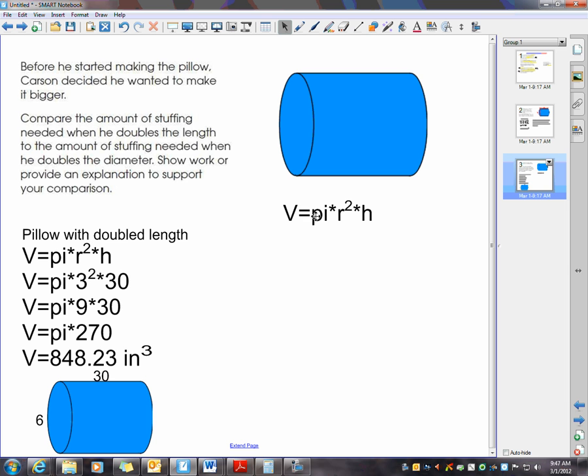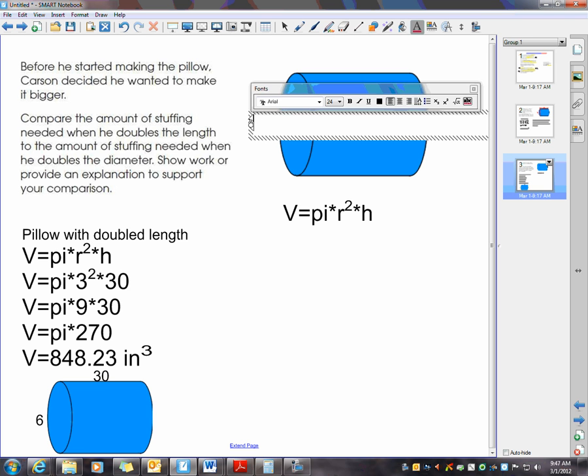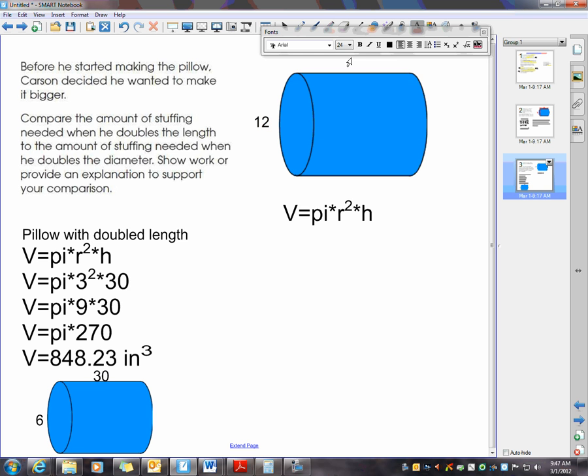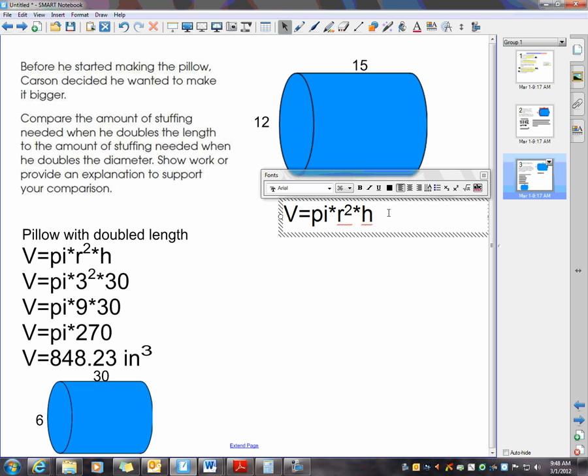Now, the second part of this task is to double the diameter. So if my diameter doubles, my new diameter is 12. My length is still the original length, which was 15. So common mistake right there is to assume that I'm still using the doubled length. I am not. So volume is equal to pi times, now my radius is going to be 6 because my new diameter is 12, times 15, not times 30. Don't make that mistake. Follow order of operations.